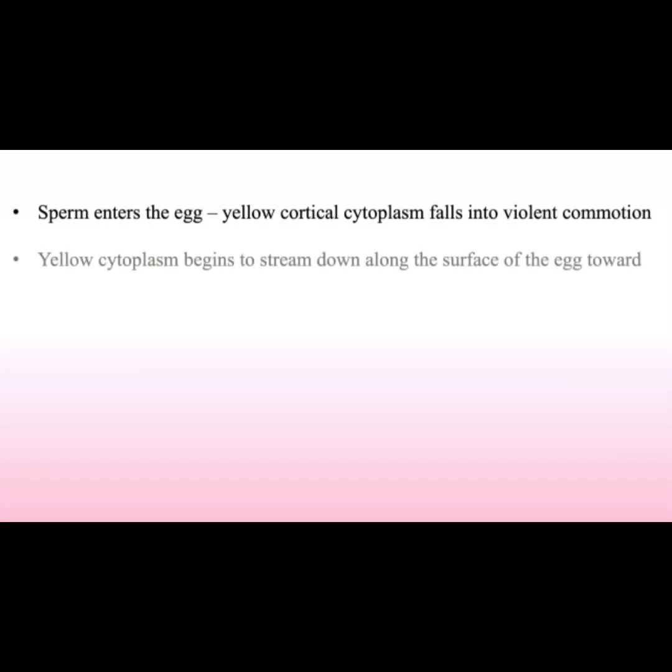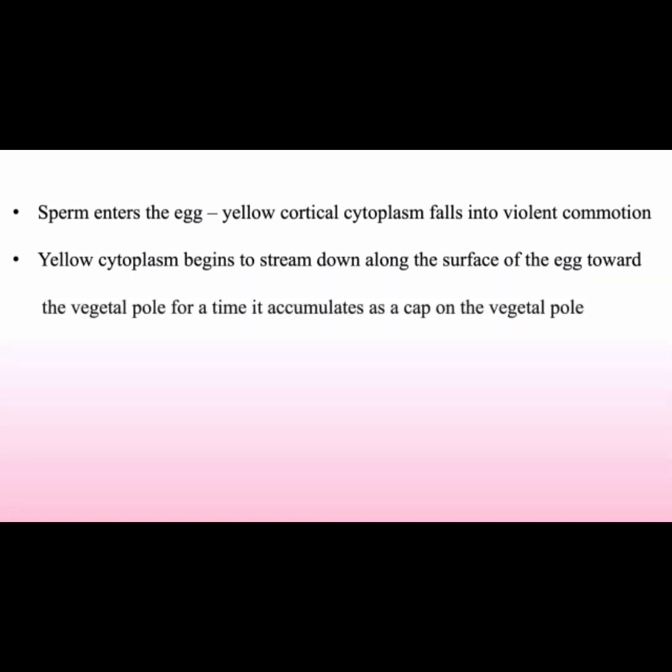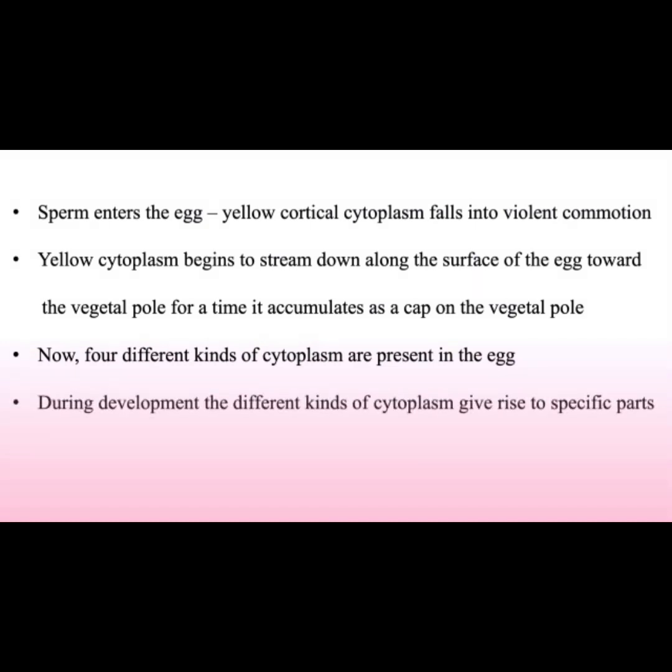As soon as the spermatozoon enters the egg, the yellow cortical cytoplasm falls into violent commotion. First of all, the yellow cytoplasm begins to stream down along the surface of the egg towards the vegetal pole, and for a time it accumulates as a cap on the vegetal pole. Four different kinds of cytoplasm are now present in the egg. During development, the different kinds of cytoplasm give rise to specific parts of the embryo.